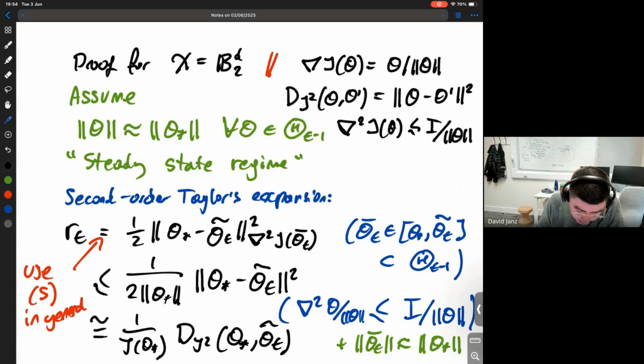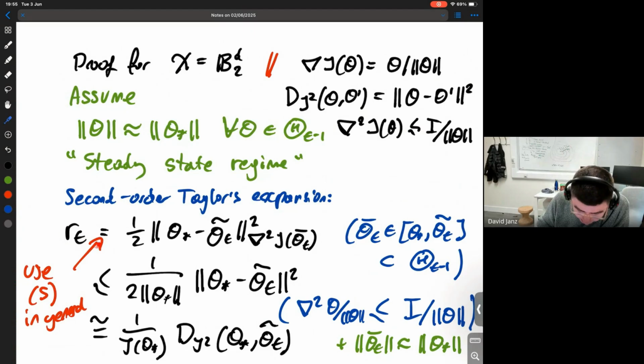Now, if we have a look at the regret, and for the sake of this sketch proof, we're going to assume that the arm set is the unit ball, the L2 ball. This will make a lot of things more intuitive, and we'll discuss what needs to change if we're not in the unit ball. So on the unit ball, we have a closed form expression for the optimal arm, that's just the projection of the parameter onto the unit ball. We know the Bregman divergence of J squared. That's just the norm difference squared. And here we also have that the second derivative of J is just identity divided by J of theta.